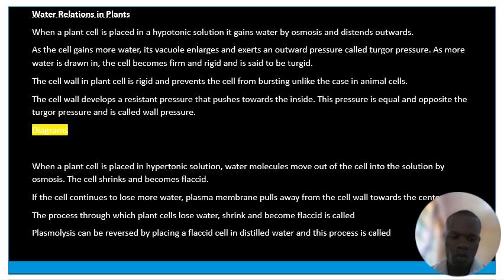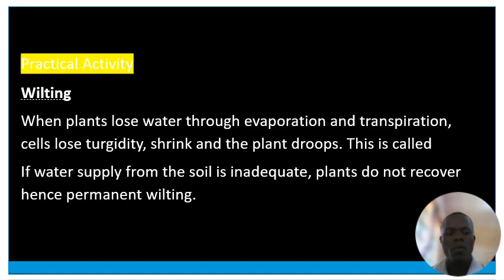If the cell continues to lose water, the plasma membrane pulls away from the cell wall towards the center. The process through which plant cells lose water, shrink and become flaccid is what we call plasmolysis. Plasmolysis can be reversed by placing a flaccid cell in distilled water.